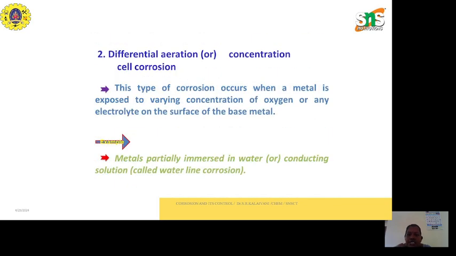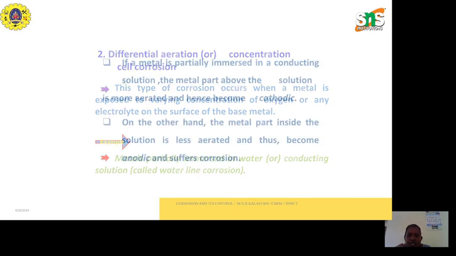The first category was galvanic corrosion. The second is differential aeration or concentration cell corrosion. This type of corrosion occurs when a metal is exposed to varying concentration of oxygen or any electrolyte on the surface of the base metal. For example, a metal partially immersed in water or a conducting solution shows waterline corrosion.